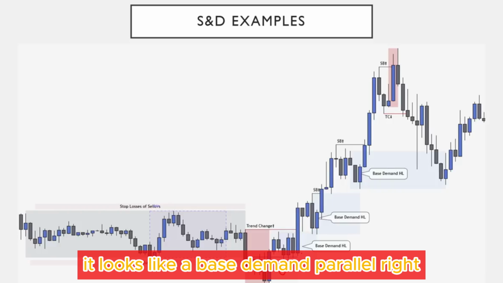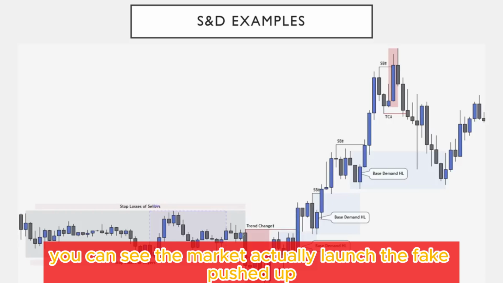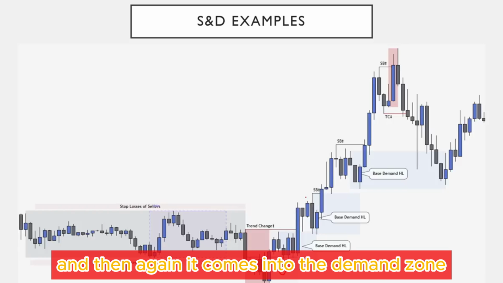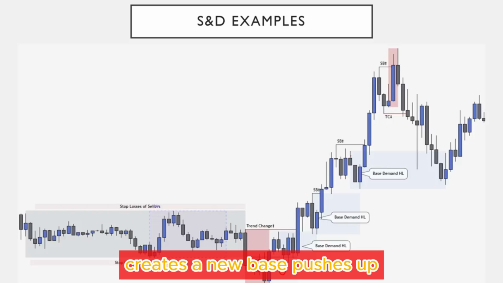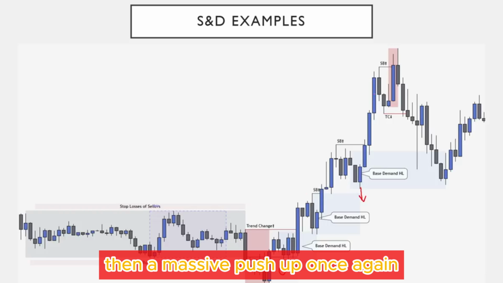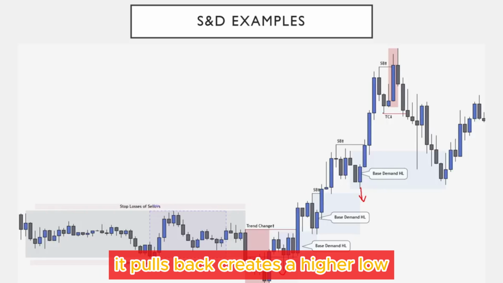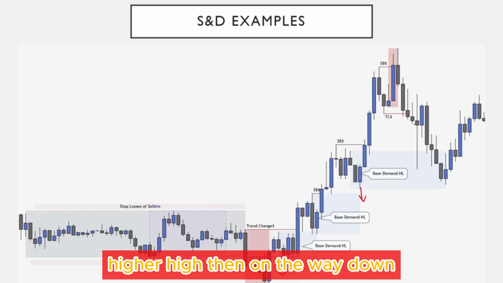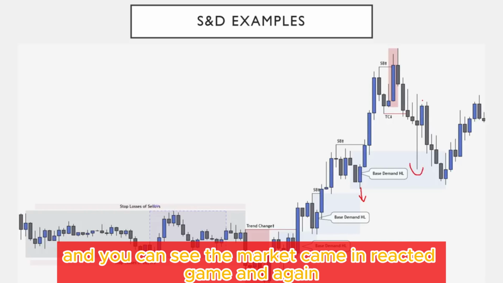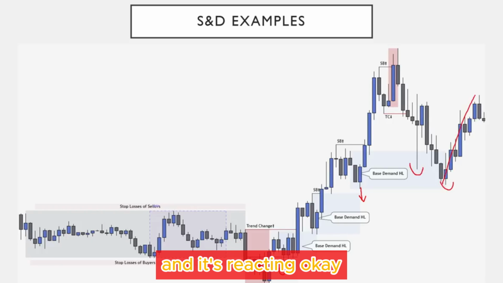Well, it looks like a base demand high low, right? You can see the market actually launched the fake, pushed up, came into 50%, then pushed up. And then again, it comes into the demand zone, creates a new base, pushes up, pulls back. Here we didn't really quite reach the base. Then a massive push up once again. It pulls back, creates a high low, higher high. Then on the way down, it creates a trend change, which is to know that you have this base demand right there. And you can see the market came in, reacted, came in again, and it's reacting.